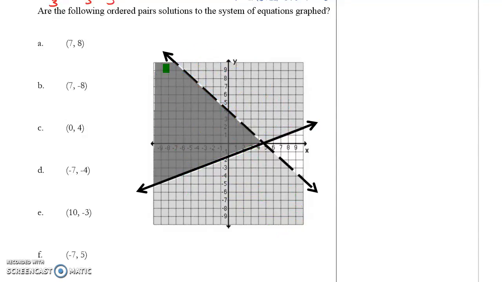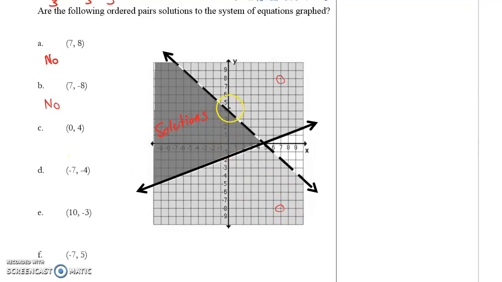So when I'm asking questions like, is the point a solution, I'm asking, is it in my dark shaded region? That's all I'm really looking for. So the point (7, 8) means go to 7 on your x, 8 on your y. Is it a solution to the system graphed? No, it's not, because the only solutions are in here, in that dark region. So (7, negative 8), not a solution.